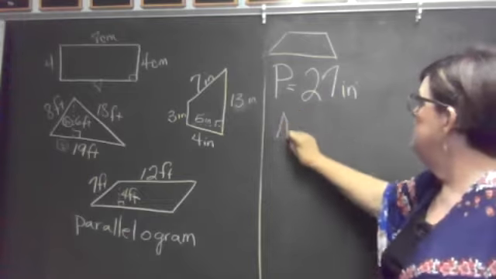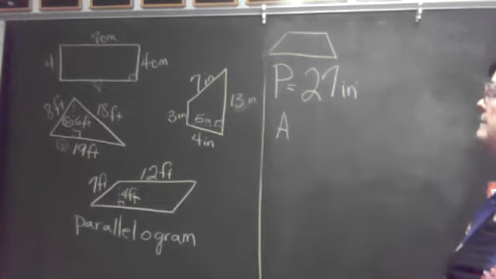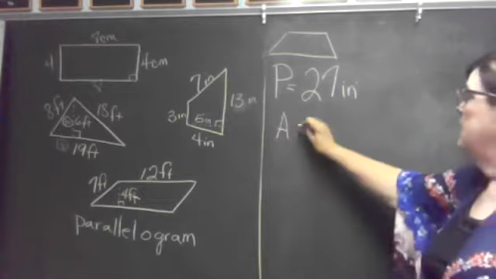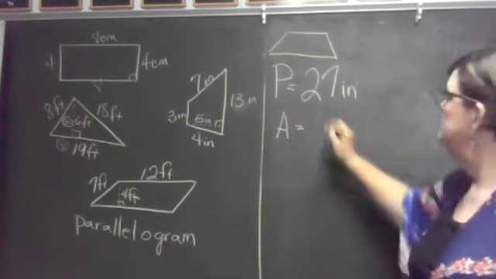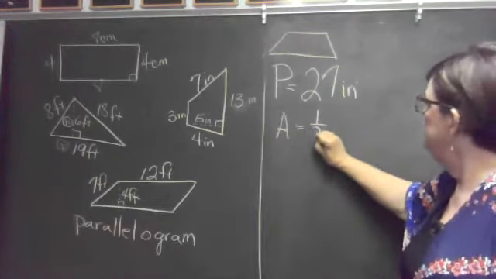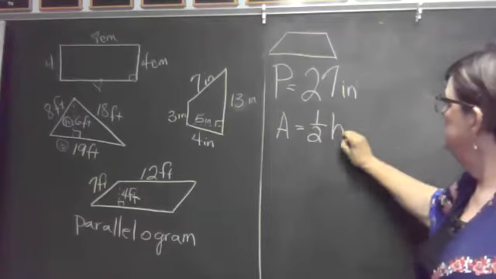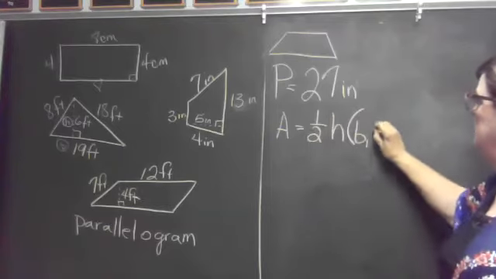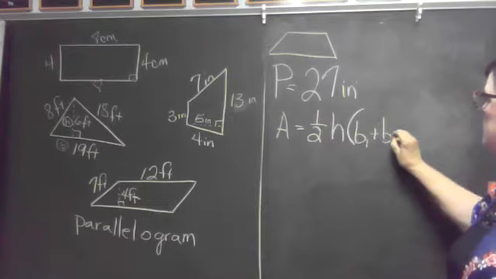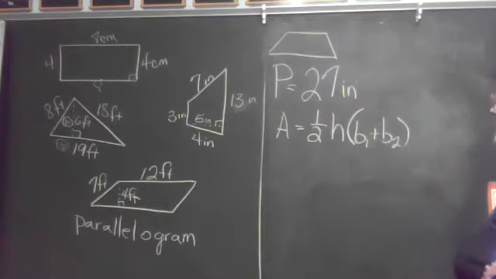So let's find the area of the trapezoid now. The area, find the area formula, okay? 1/2 height times base 1 plus base 2.